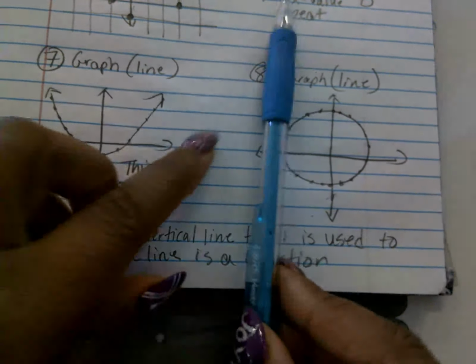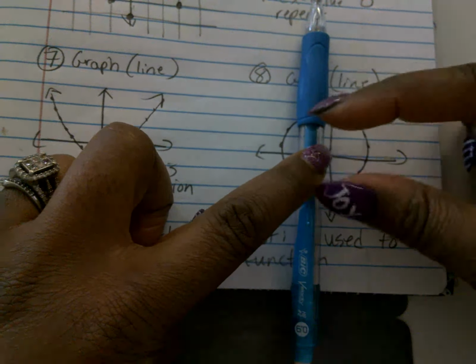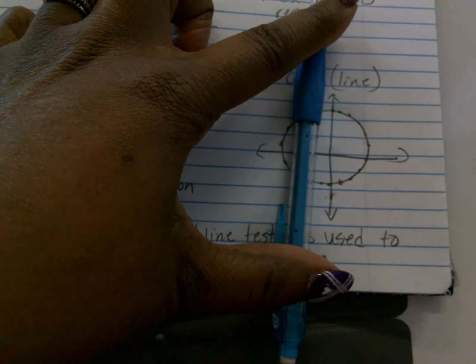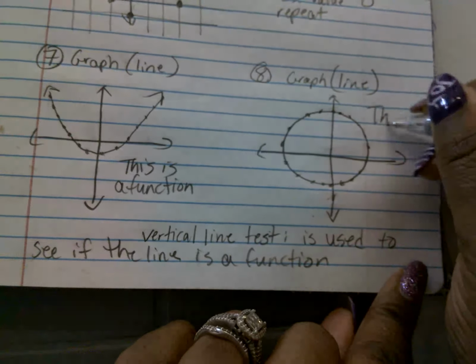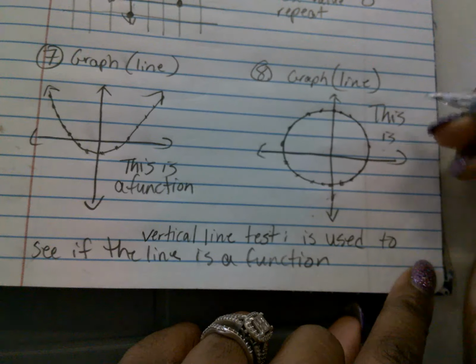Also, if I take my pencil and move it across the graph, I notice that the circle touches the pencil up here and then again down here at the same time. It touches in more than one place on a vertical line. That's another reason why this is not a function. It fails the vertical line test. It touches the vertical line in more than one place. This relation or line is not a function.